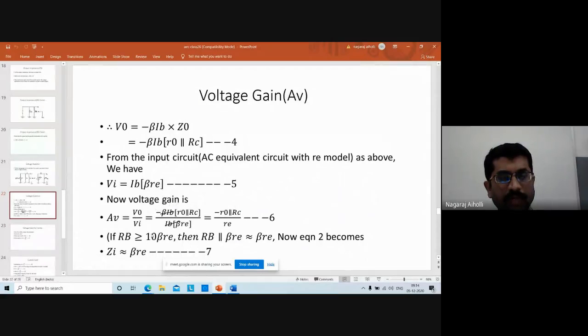Now voltage gain is V naught by Vi. Substitute this equation, V naught is minus beta IB into R naught parallel RC, divided by Vi, which is IB into beta RE. Then IB beta cancels. We will get minus R naught parallel RC by RE.